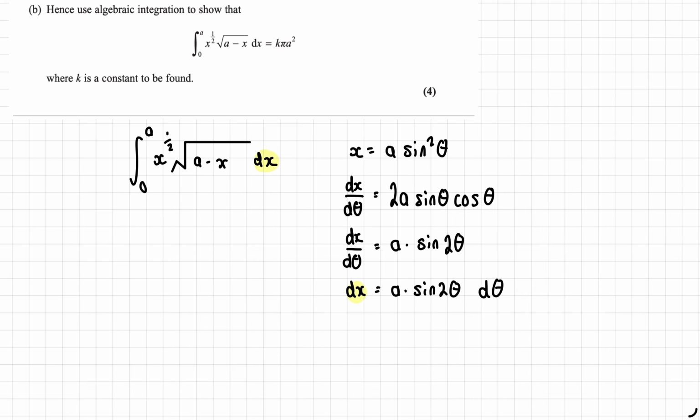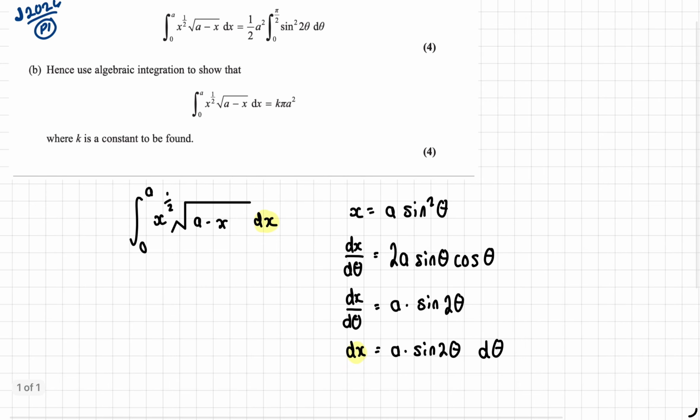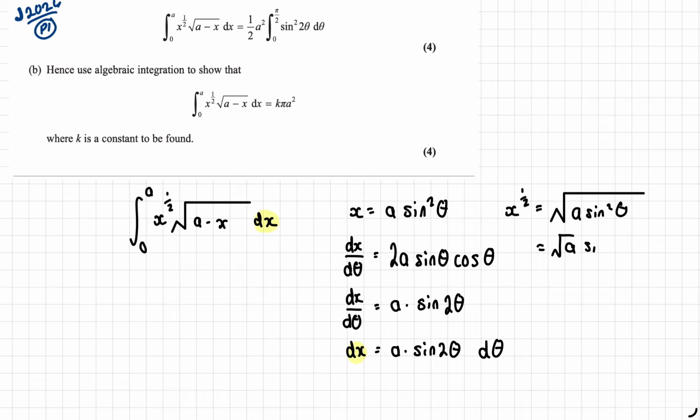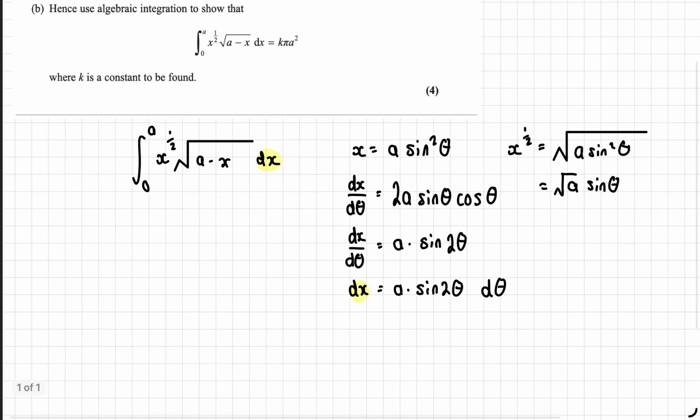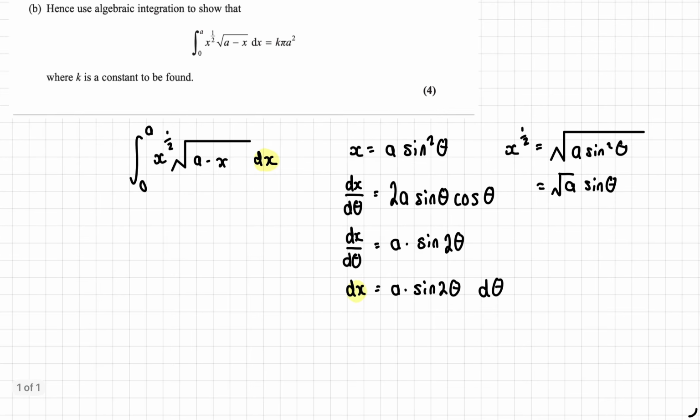So we also have, okay, we've got the square root of x. So the square root of x is the square root of a sine squared theta, which is root a sine theta. Lovely. And what else do we have? Okay, we've also got the square root. So one second, let me just highlight that. That part here will go in here.